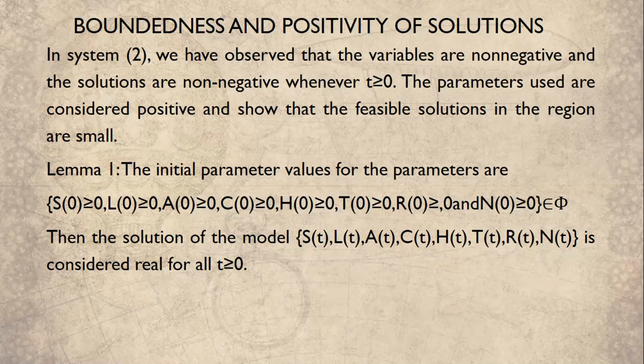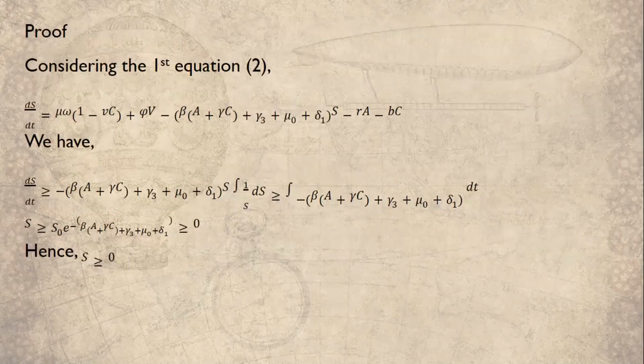So we have the lemma that the initial parameter values are S(0) greater than 0, L(0) greater than 0, A(0) greater than 0, C(0) greater than 0, H(0) greater than 0, V(0) greater than 0, and R(0) is greater than 0, and the total population N(0) is greater than 0. Then the condition holds for all values t greater than 0. Now, we want to prove this.